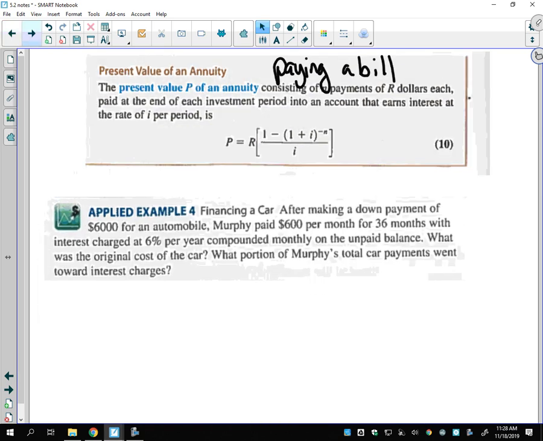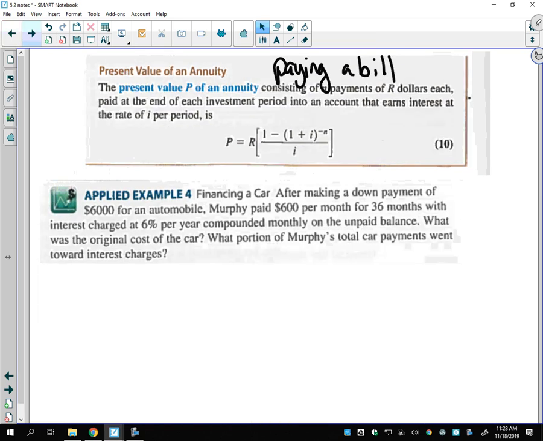And so look at this example. It says, after making a down payment of $6,000 for an automobile, Murphy paid $600 per month for 36 months with interest charged at 6% per year, compounded monthly on the unpaid balance. What was the original cost of the car? What portion of Murphy's total car payments went towards interest charges? So this one is where we're going to work backwards to solve this problem.